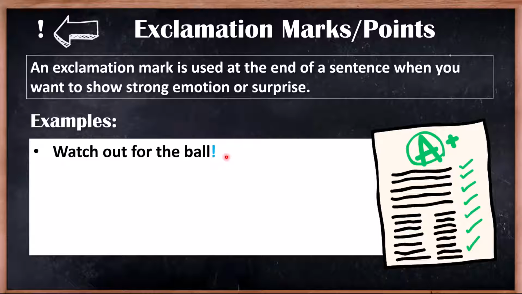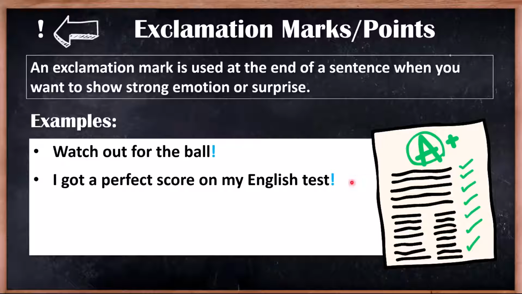And we use an exclamation mark for a sense of urgency. It shows it's important. I got a perfect score in my English test! Exclamation mark. This is showing excitement. Now you can end this sentence with a period. That's okay as well, but when we use an exclamation mark, it's showing more excitement. And in English, we only use one at the end of the sentence and not one at the beginning of the sentence, as some other languages do.